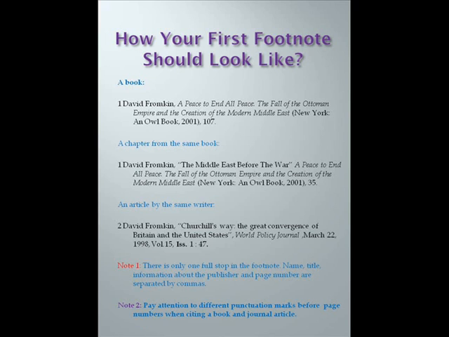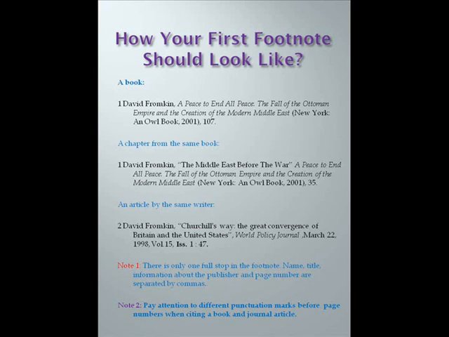Here you can see how your first footnote should look like. If it is a book, first goes author's full name, comma, title in italics, publishing information in parentheses, comma, page number, full stop. Please note, there should be only one full stop in the footnote. If it is a chapter from the same book, there will be some changes in the footnote. Between the writer's name and the italicized book title, we put chapter's title in quotation marks. All the rest is the same.